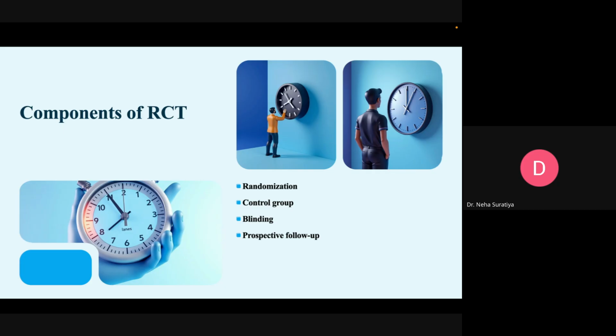But always remember, an RCT is not simply a study involving a treatment, guys. It must include randomization, it must include a control group and prospective follow up. These features differentiate randomized control trials from many other designs. I hope you will remember this.